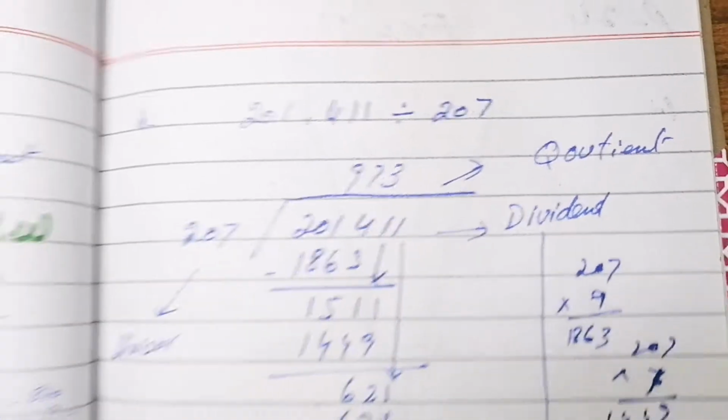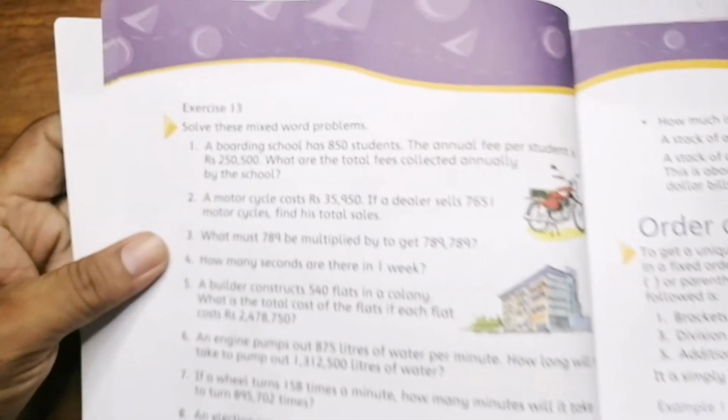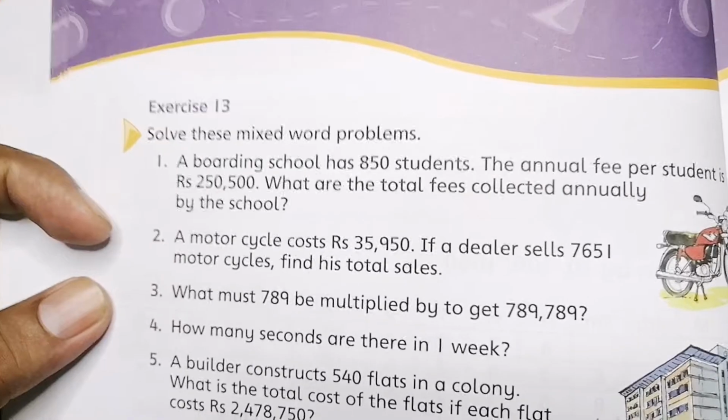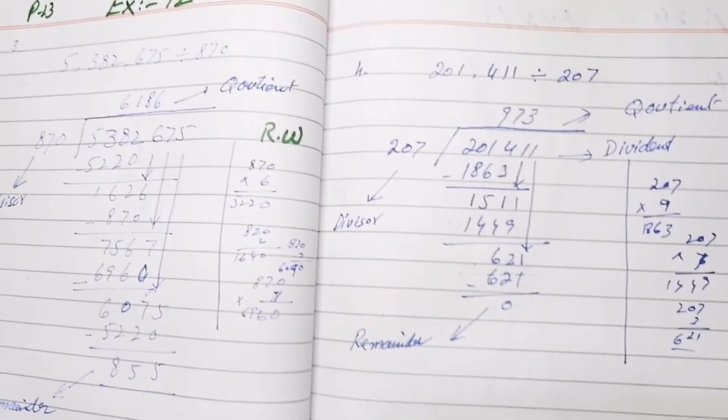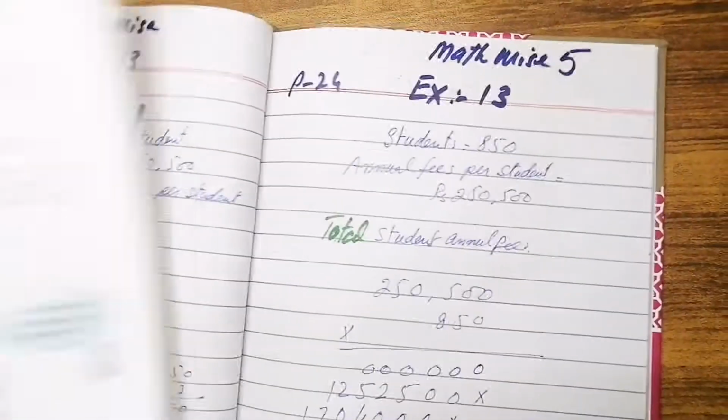Okay, then now we move to the next page. This is about exercise 13. So these are word problems about division and multiplication. I have done this for you.